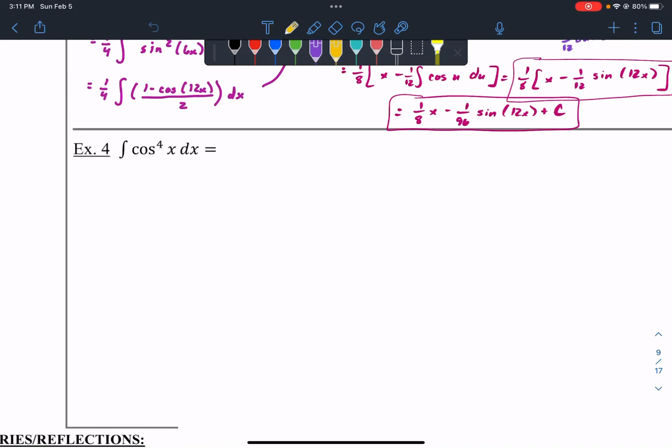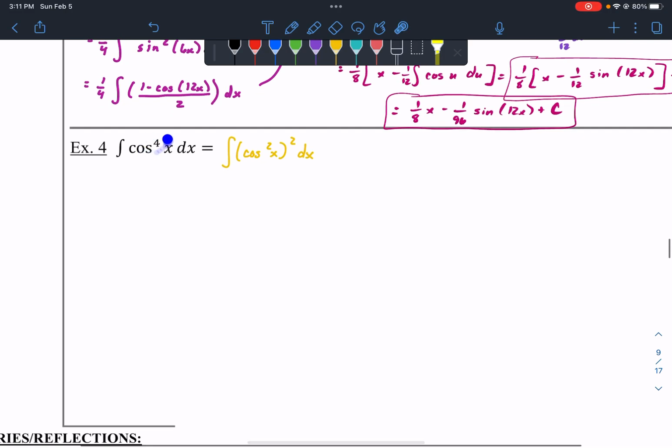For example 4, we're going to use power reducing identities, but we also have to break this up. So we're going to have to treat this as cosine squared of x squared. Now again, this is even. So when it's even, I need to use power reducing formulas because I'm not going to be able to just take one out and save it and convert the rest. So in this situation, we want to use the power reducing formula.